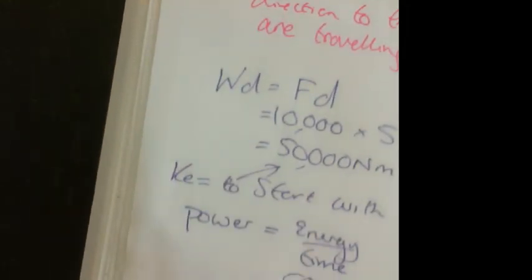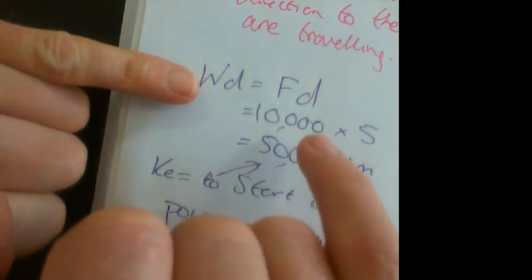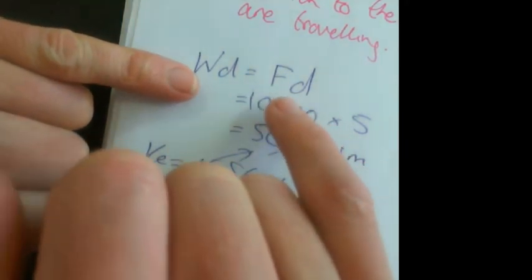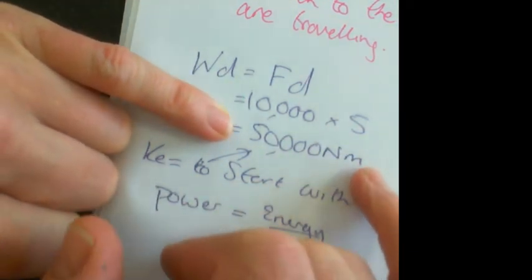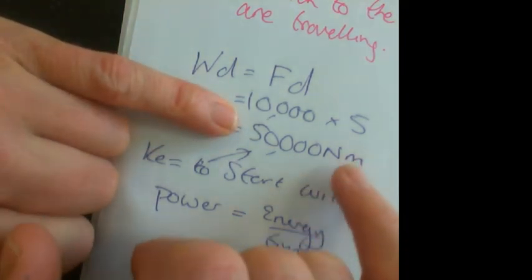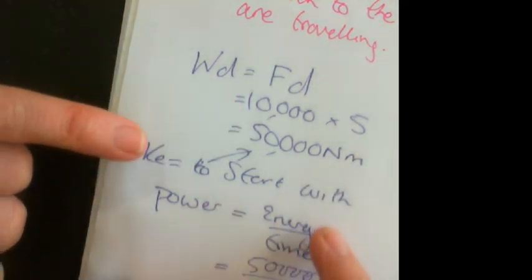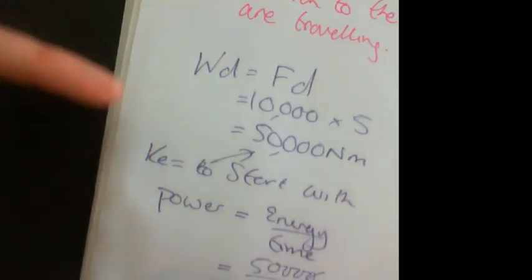Okay, and then we said, oh, hang on a minute, we've already used force and distance, so what I can do this time is take the force, which we worked out was 10,000, times the distance to give me 50,000 newton meters. And that must be the kinetic energy that we had to start with. So however much energy it takes to stop it, which is the work done in stopping it, is the same amount of kinetic energy you had to start with.